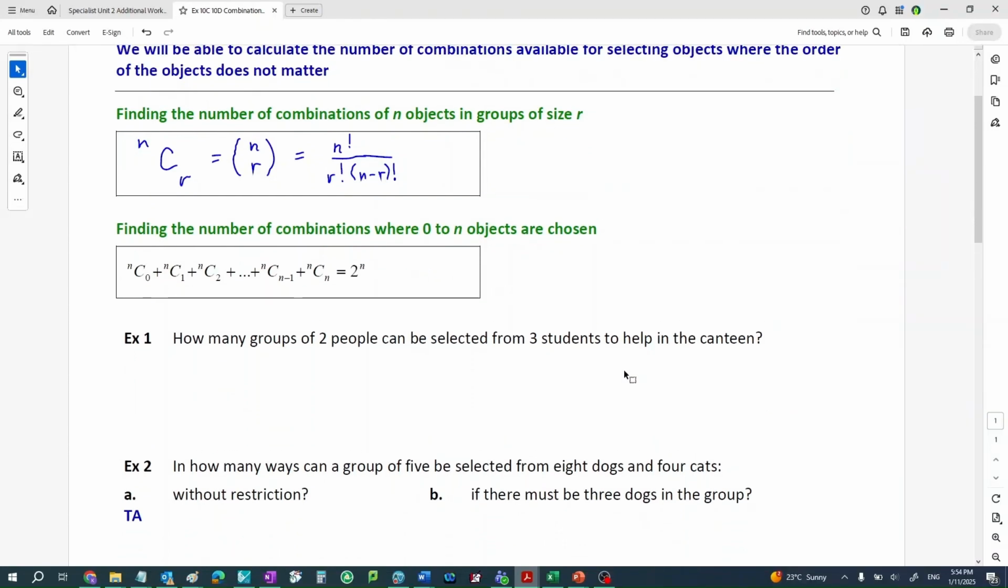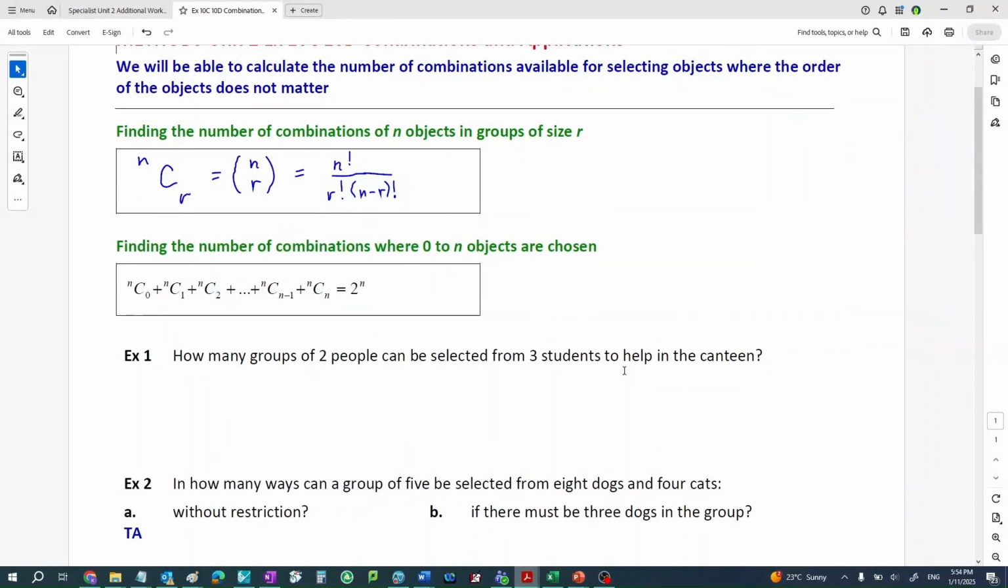So to begin with, the first example says how many groups of 2 people can be selected from 3 students to help in the canteen. We did that before. We saw the answer was 3. In terms of what I would write here, I would say that we've got 3, and we want to choose 2. If I was to use the formula, on top we have 3 factorial. On the bottom we have 2 factorial.